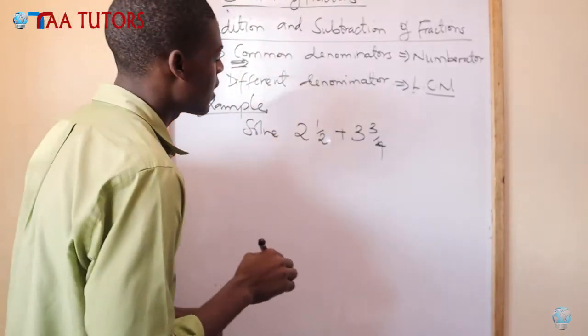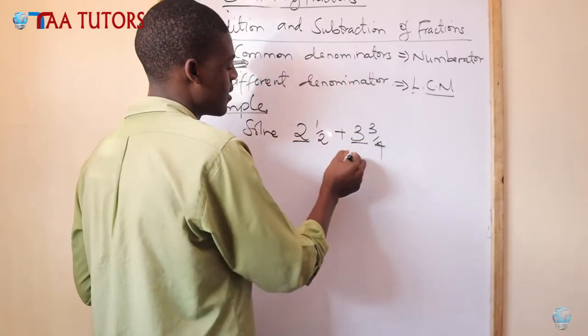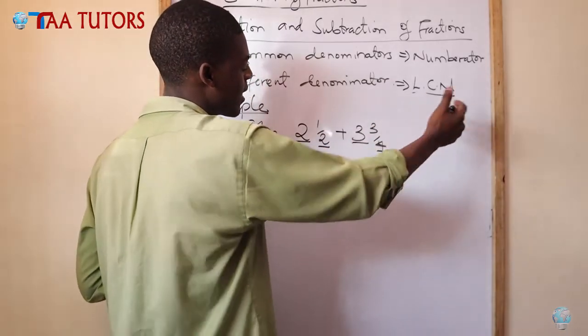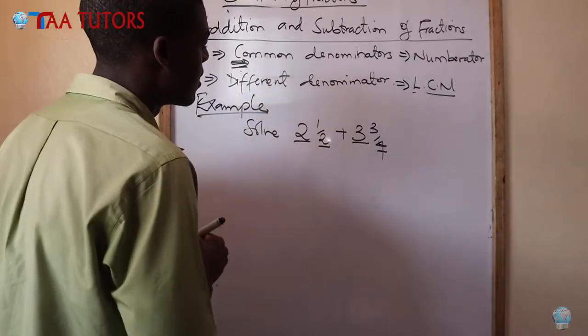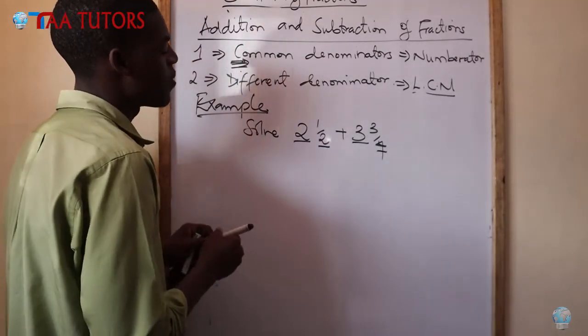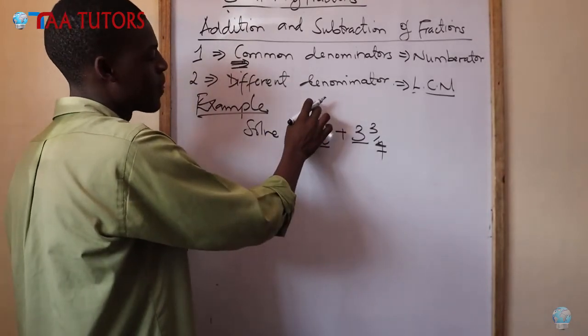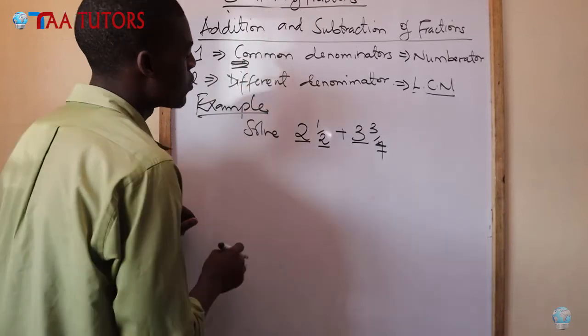Some people may decide to add the whole numbers first, then add the fraction part separately, then bring them together. But you'll find a case where it may be tricky to do that. So I always prefer for us to convert them first to improper fractions, then go on to add.